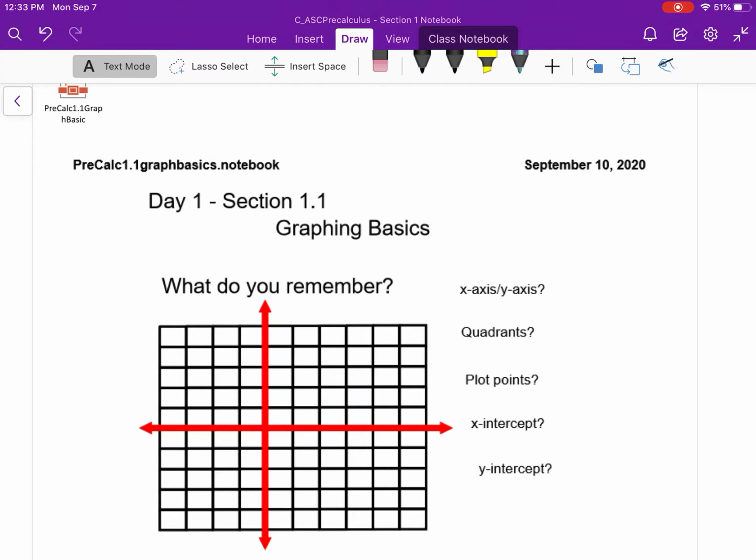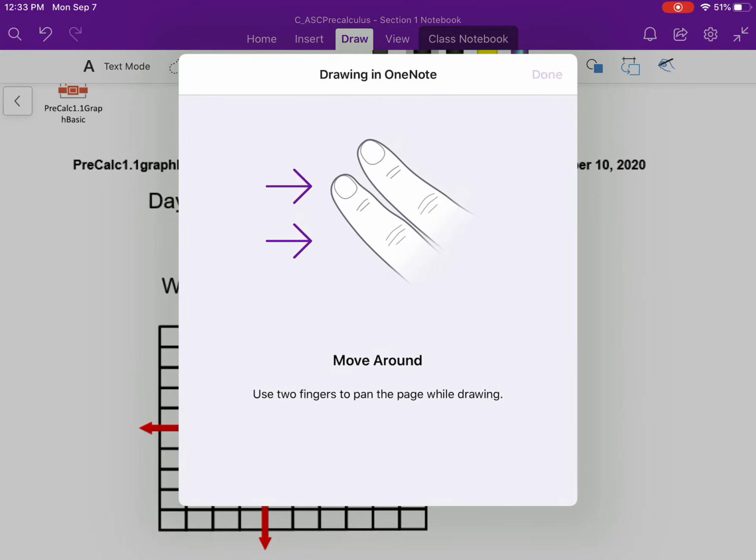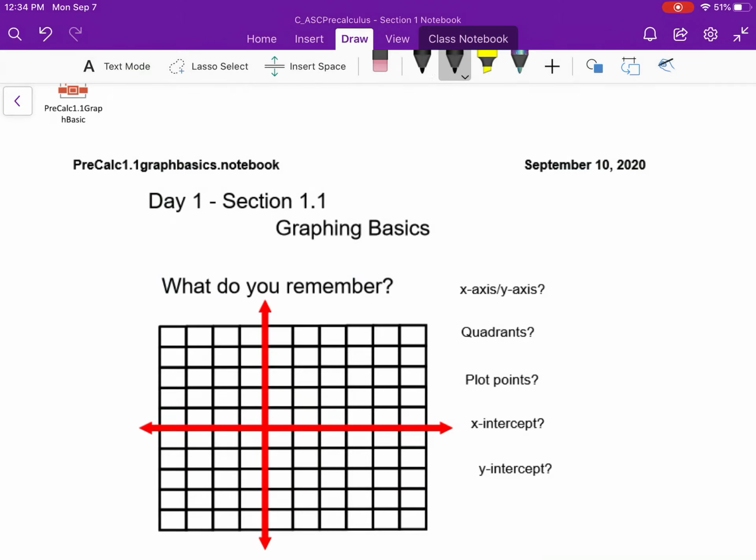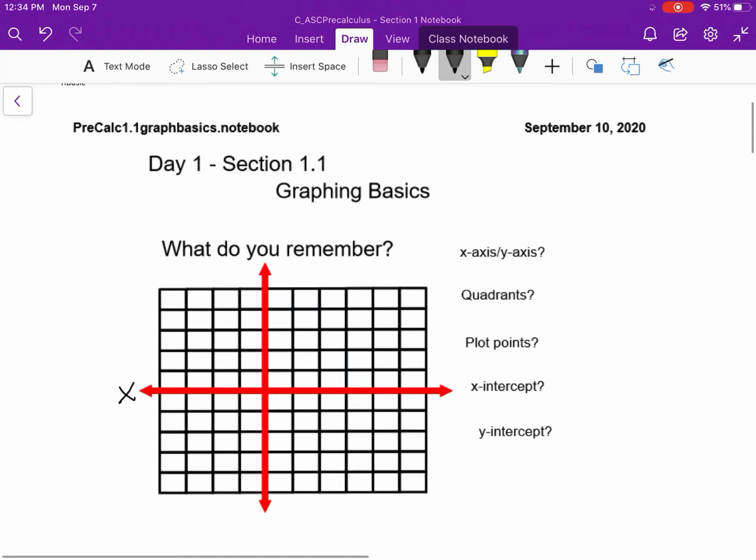And what do you remember? Hopefully you remember lots of things. Okay, so you remember which one is the x-axis, right? The x-axis is the horizontal axis. The y-axis is the vertical axis, right?